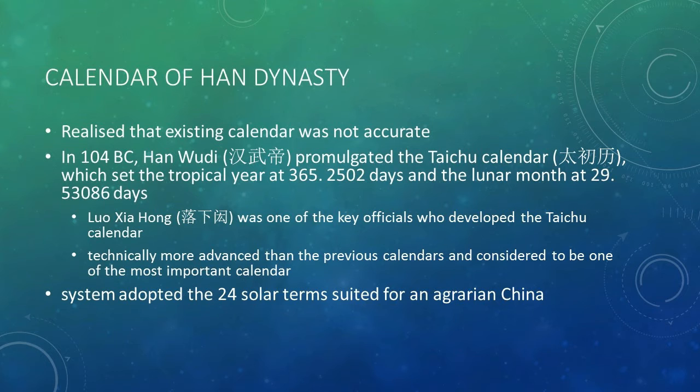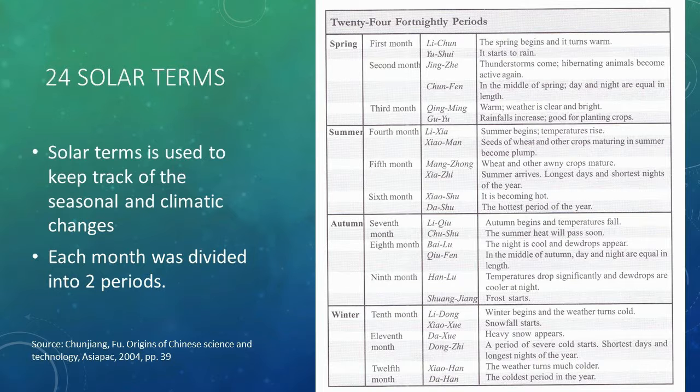The earlier calendars were useful to predict when is the next full moon. Okay, so it's not very helpful to the farmers. And farmers aren't concerned about the full moon. They want to know when is the time for me to harvest my crop. Luo Xiahong realized this need to be addressed, and he added this feature into his new calendar. Let's look at what the 24 solar terms means. This is the 24 solar terms.